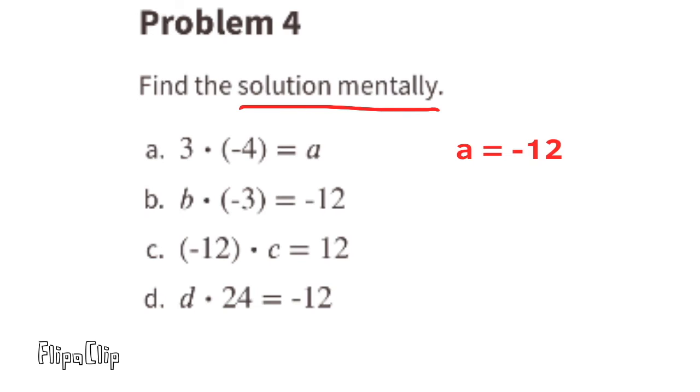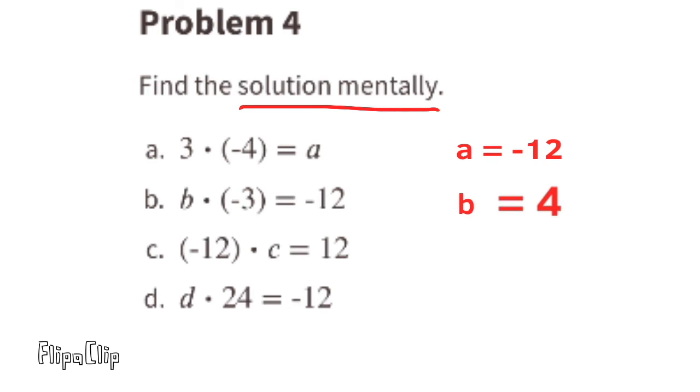B. B times negative 3 equals negative 12. Since a positive times a negative equals a negative, and 4 times 3 is 12, then B must be positive 4. I can also work this problem backwards and divide. Negative 12 divided by negative 3 equals positive 4, so B equals positive 4.